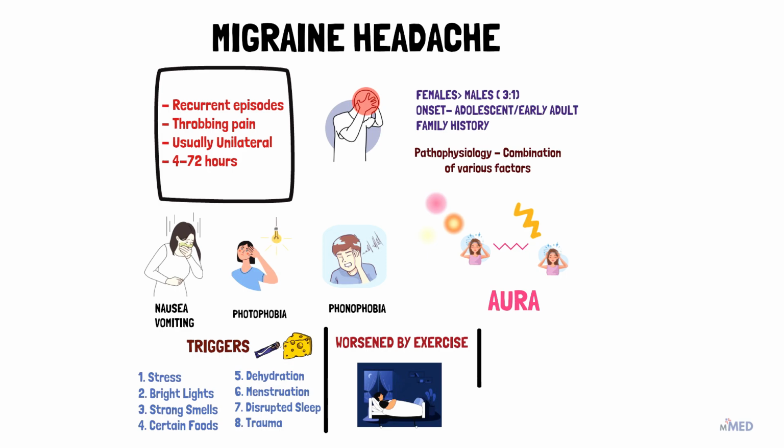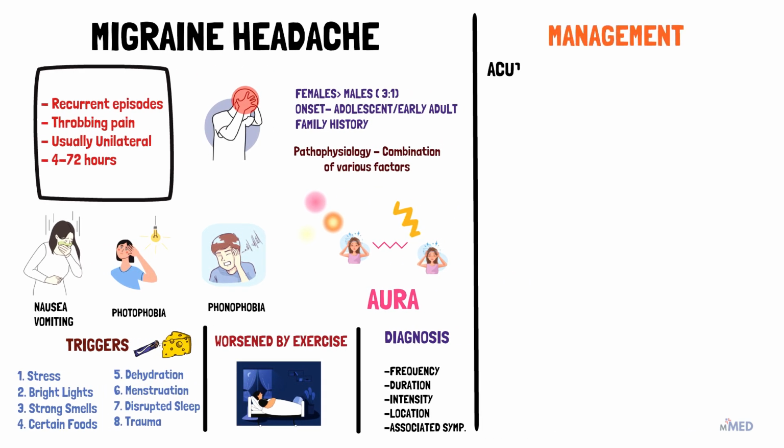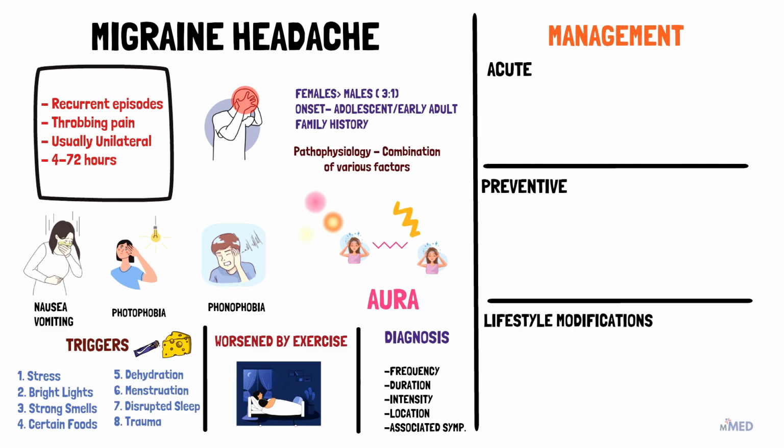Migraine headaches are diagnosed based on the criteria of the International Headache Society, which include frequency, duration, intensity, location, quality, and associated symptoms of the headache. Migraine headaches are treated with a combination of acute and preventive medications as well as lifestyle modifications such as avoiding triggers, managing stress, and maintaining a regular sleep schedule.